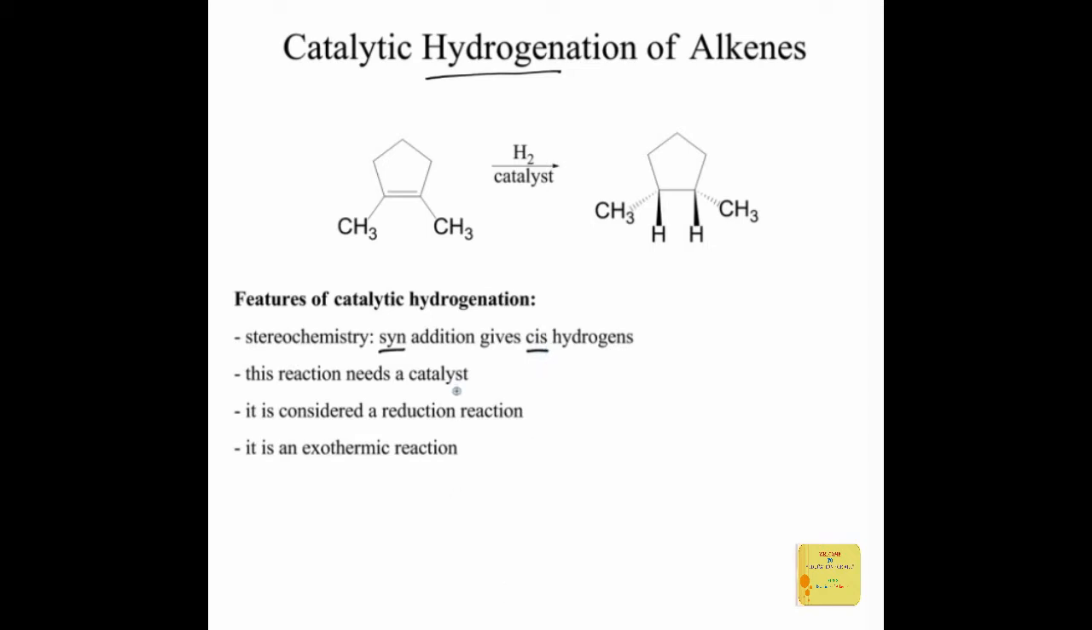The reaction needs a catalyst. That's why we usually call it catalytic hydrogenation. We'll talk about catalysts in just a second. It's considered a reduction reaction, and that's because we are increasing the number of CH bonds. And overall, it's an exothermic reaction. Like most of the addition reactions we're seeing for alkenes, this is exothermic.